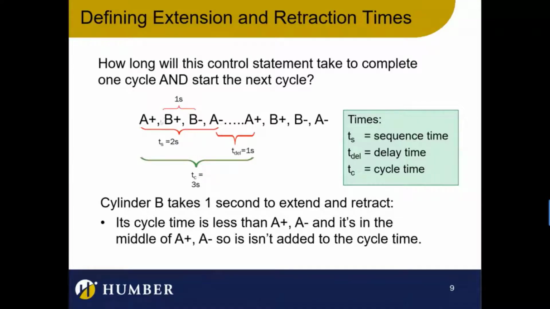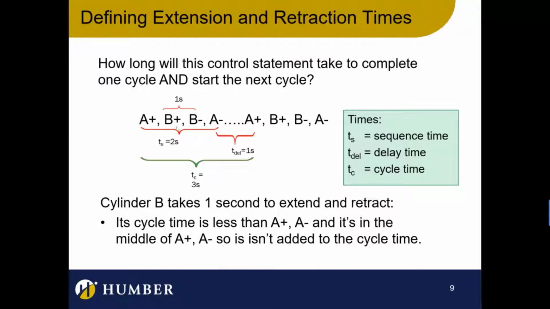And I know that the full cycle time from A plus to A minus is 2 seconds. So I write my control statement down, and I do a couple little dots in the middle. I create some space, and then I write my control statement again. Now, with that, I am able to get the full T, or the cycle time, the amount of time it takes to go out, pause, and come back. Okay, good. So this is not complicated.